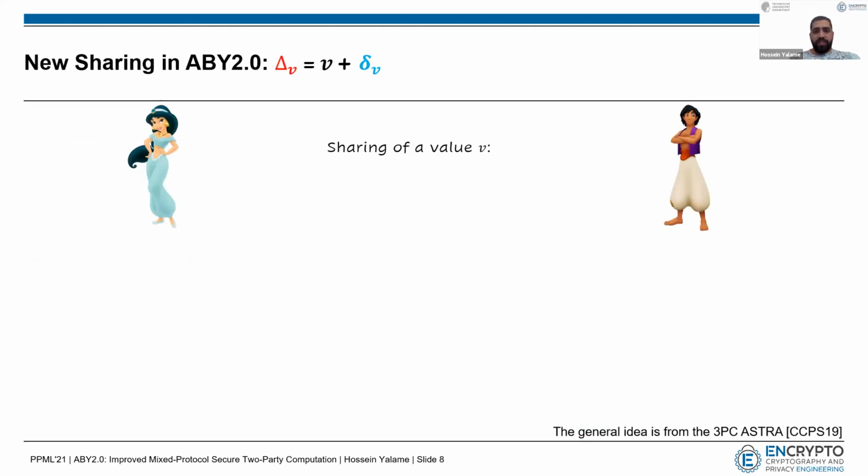The major modification of ABY2 is our new sharing scheme, whose general idea is from TDPC Astra. Let's assume we have a value V. For this value, we have two masks. The first mask is delta V in blue, and also the masked value delta V in red in the slide. The delta V in red is equal to the value plus delta in blue. And then each party has these shares: delta V in red is public, and each party also holds part of the blue value.